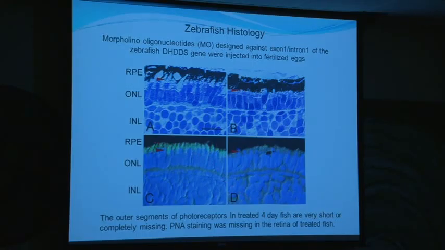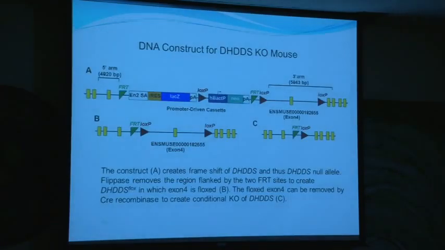And on the bottom are the PNA staining of the outer segments, showing that it's present in the wild type and it's basically absent in the treated fish.